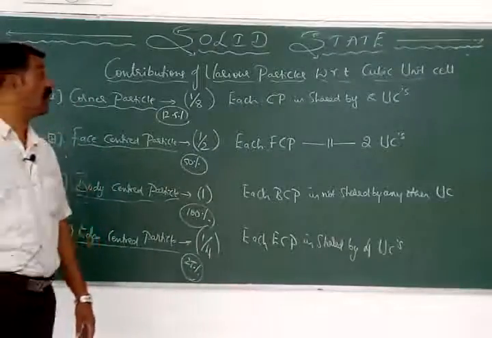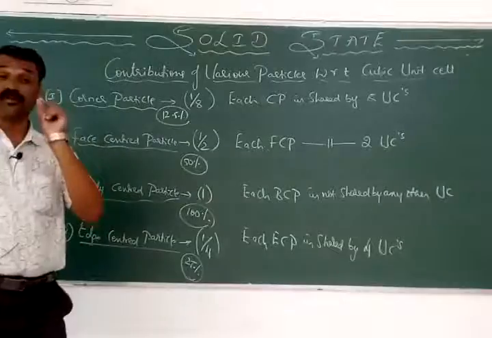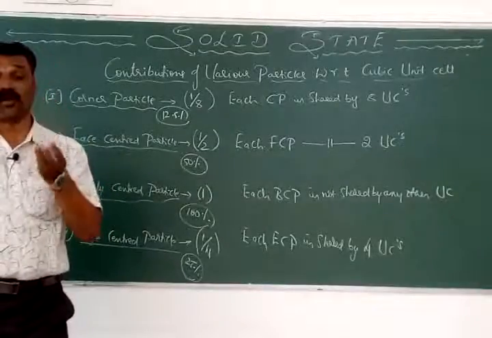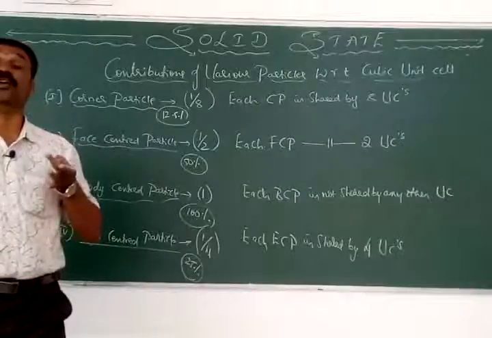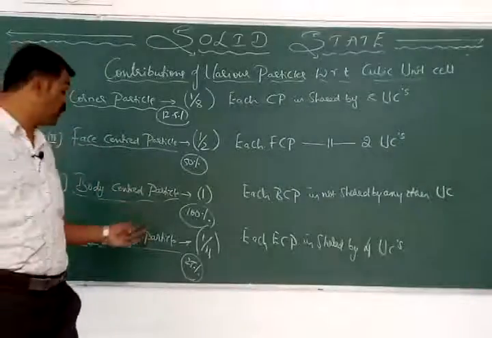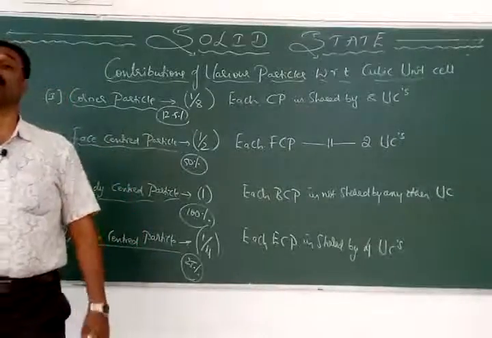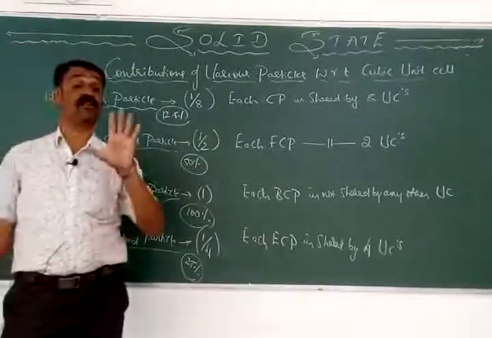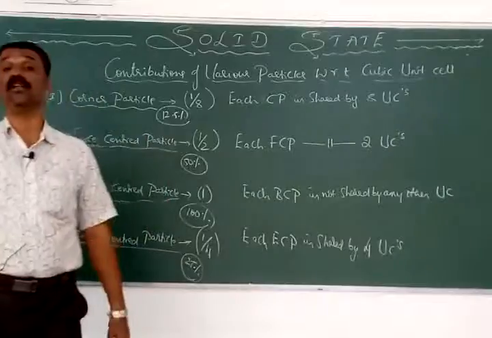So this is how we have the contribution of the various particles with respect to the cubic unit cell. If it is a corner particle, 1 by 8; if it is face centered, 1 by 2; if it is body centered, it is 1; whereas edge centered means 1 by 4. So this is about the contribution with respect to the various particles of the cubic unit cell.